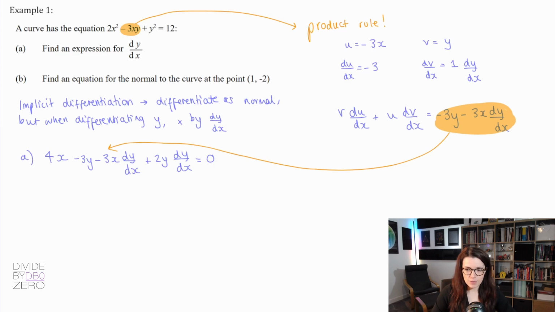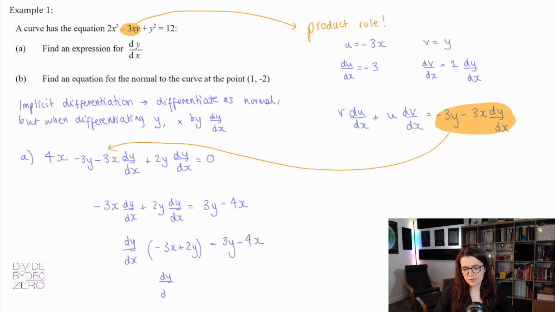Now we have this equation, all we need to do is rearrange for dy/dx. To do that, I usually group together anything that's got dy/dx on the left-hand side and move anything else over to the right-hand side. You can then factorize dy/dx out, and then you can divide through by minus 3x plus 2y to get your answer. And that's it for part A.